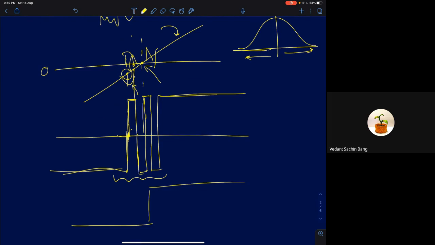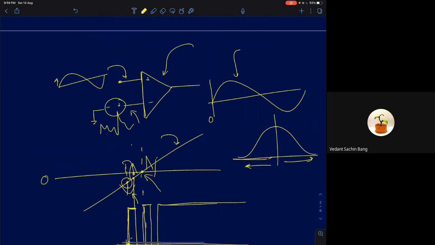So this is the problem with this circuit. If I use an operational amplifier directly, this application is called a comparator. I'm just comparing two voltages and telling you what the output is. See, output is binary, right? It's plus VSAT or minus VSAT. I'm just comparing two voltages and saying it's plus or minus.